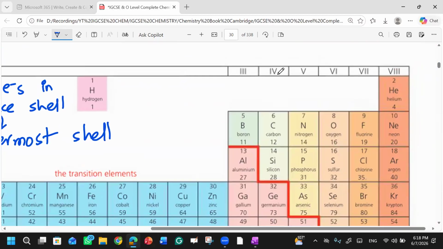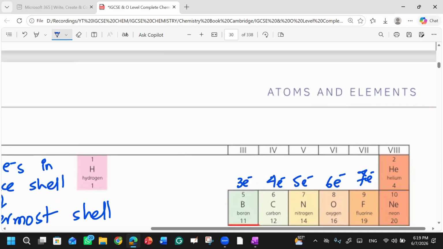In group 4 elements, the valence shell will have 4 electrons. In group 5, it would be 5 electrons. In group 6, 6 electrons in the valence shell. Group 7, 7 electrons. And group 8, there will be 8 electrons.